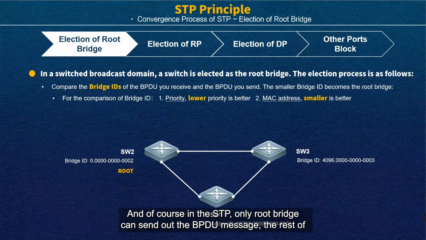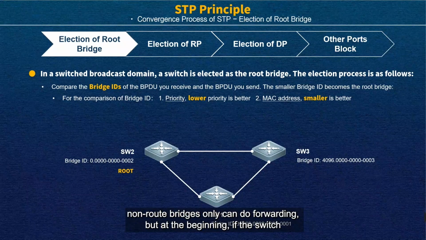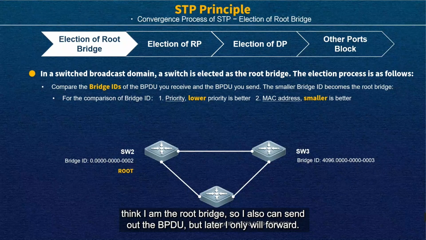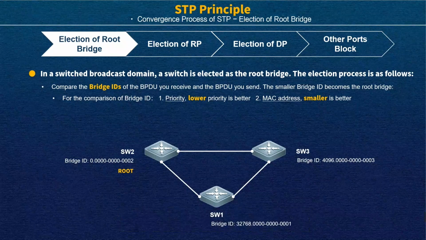And of course, in STP, only the root bridge sends out the BPDU message. The rest of the non-root bridges can only forward. But at the beginning, if the switch has only just started and never received a BPDU from another switch, I will think I am the root bridge. So I can also send out the BPDU. But later, I will only forward.